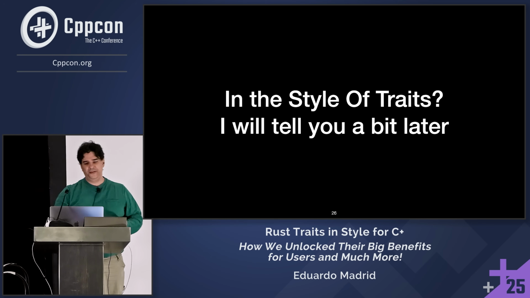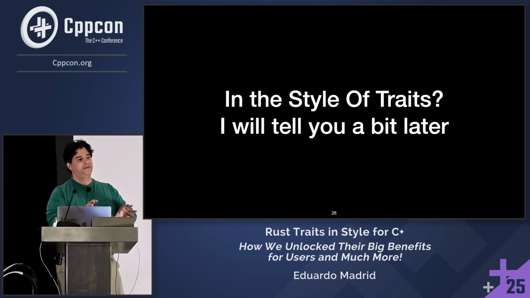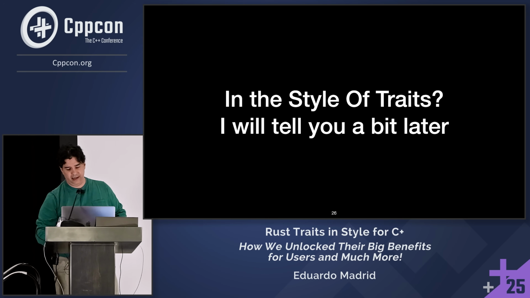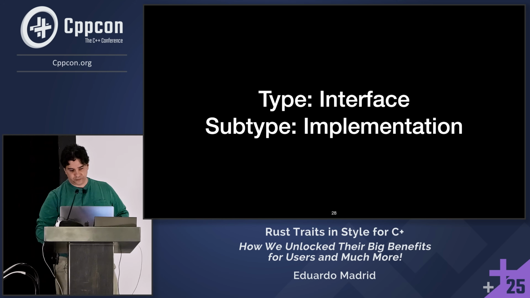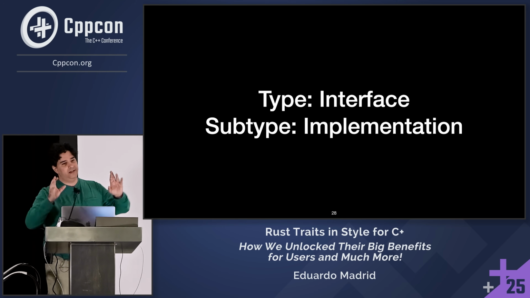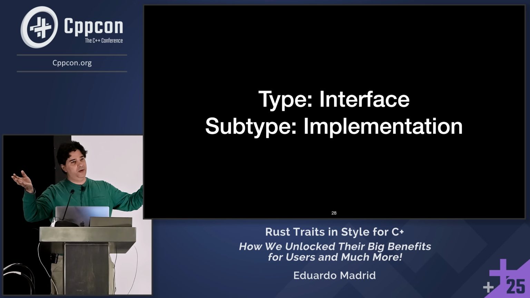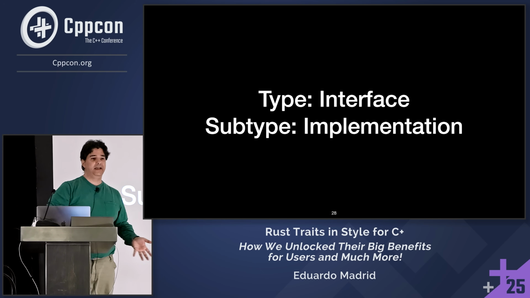Okay, in the style of traits, I cannot tell you what style means at this point in time. It's better if I do it later. So let's start with part one. The introduction is over. We're going to have the concept of a type, which is what we normally refer to as an interface, and the subtypes are going to be the implementations.